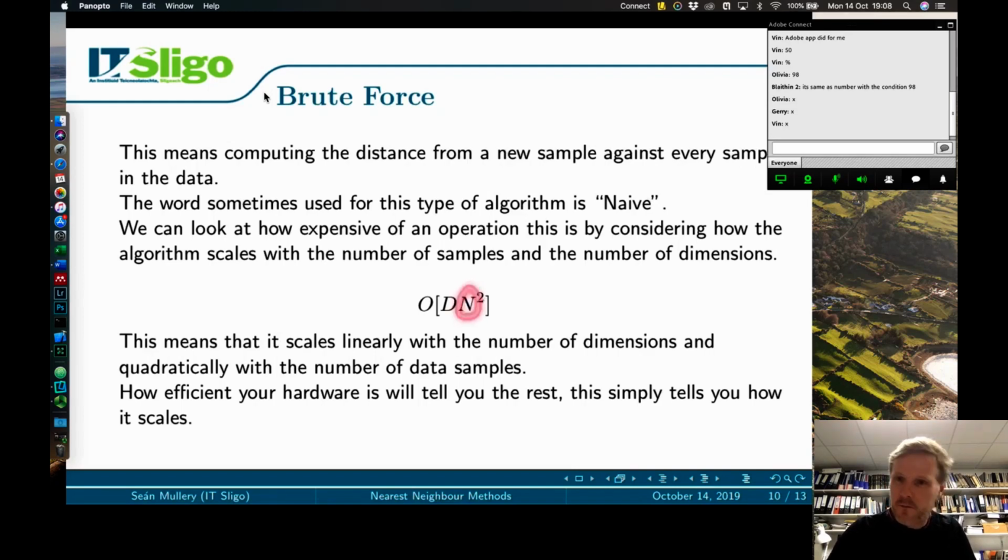If we double the number of samples that we have to check, then we actually get 4 times the amount of processing it's going to take. So this is the kind of order of operations involved. This means that it scales linearly with the number of dimensions and quadratically with the number of data samples. How efficient your hardware is will tell you the rest. This simply tells you how it scales, no matter what the hardware would be.